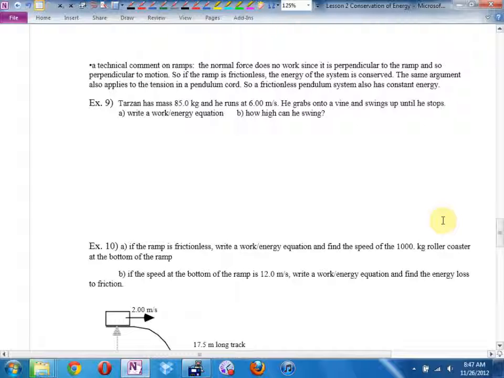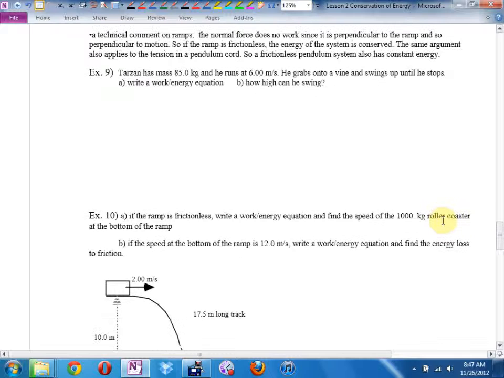So rope swing is a great example of conservation of energy. Tarzan has a mass of 85 kilograms, and he's going to run straight forward at 6 meters per second. He runs, he grabs onto a vine, and lets his momentum carry him up, swing him up until he stops. Write a work energy equation, and how high can he swing?